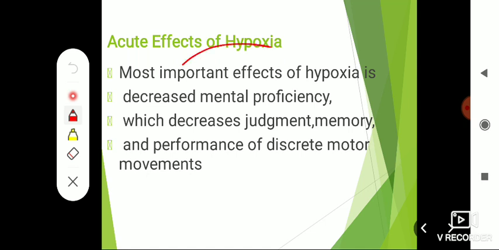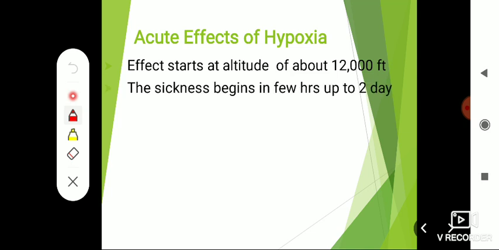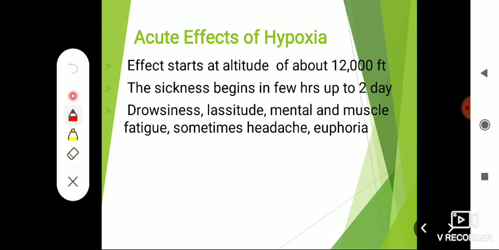Now when does hypoxia basically start, at what level, especially if there is an external problem? This effect starts if you are going to high altitude, especially about 12,000 feet. If you are going on a mountain at 7,000 or 8,000 feet, till then no problem, but if you reach 12,000 suddenly, you may develop a problem. The sickness begins in a few hours up to 2 days. Drowsiness, lassitude, mental and muscle fatigue, sometimes headache and euphoria.